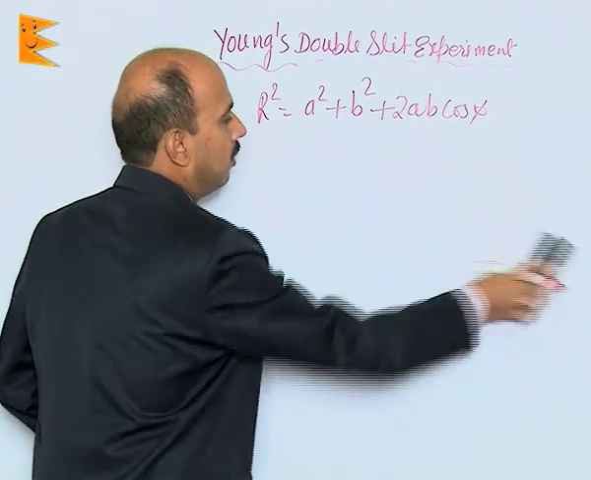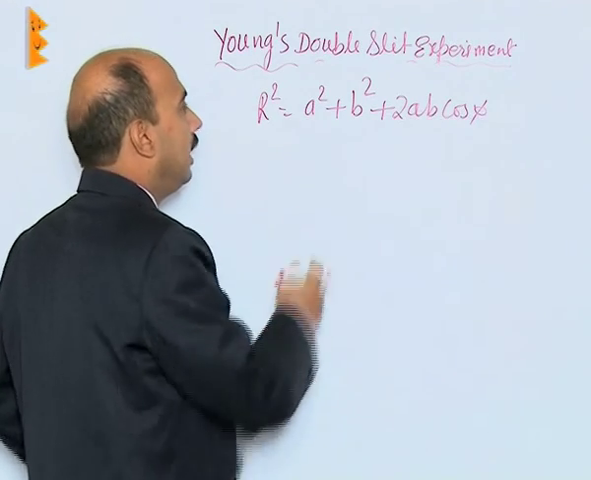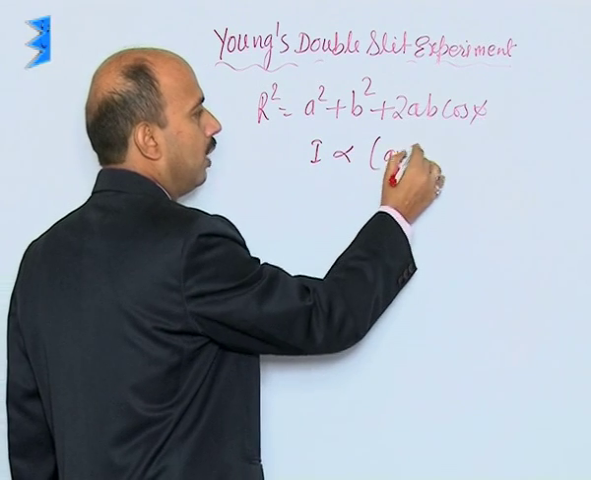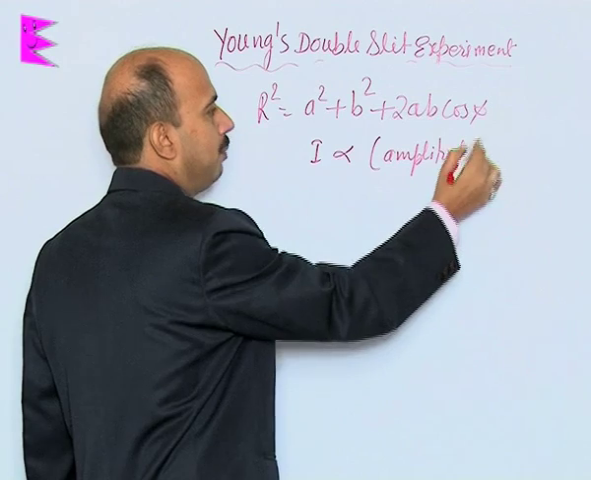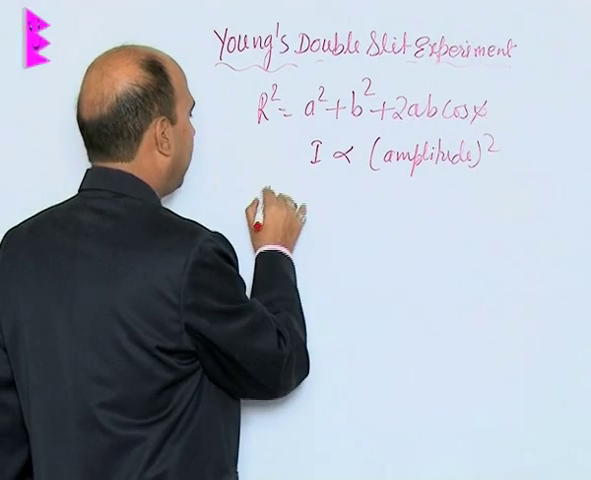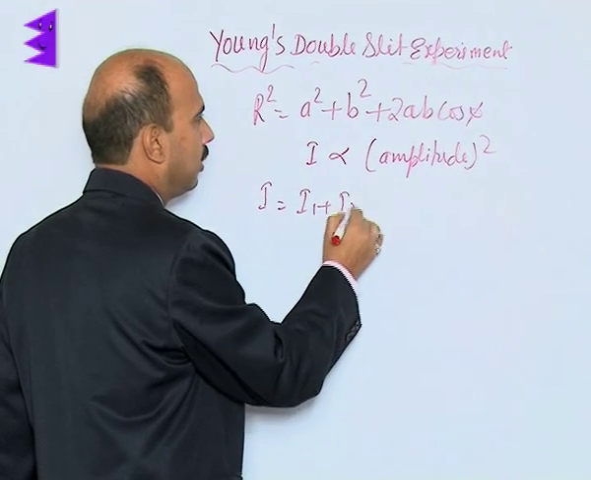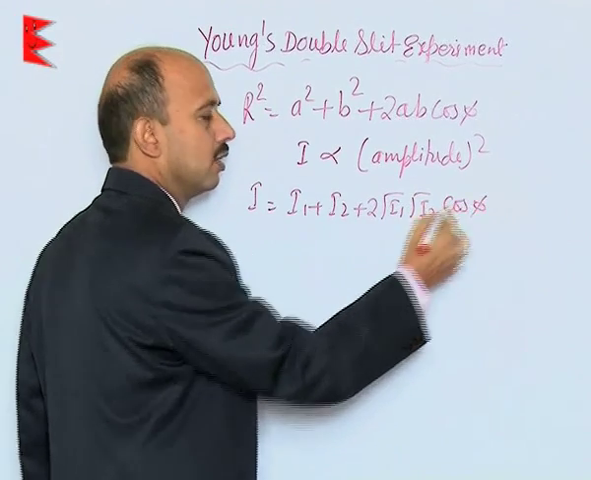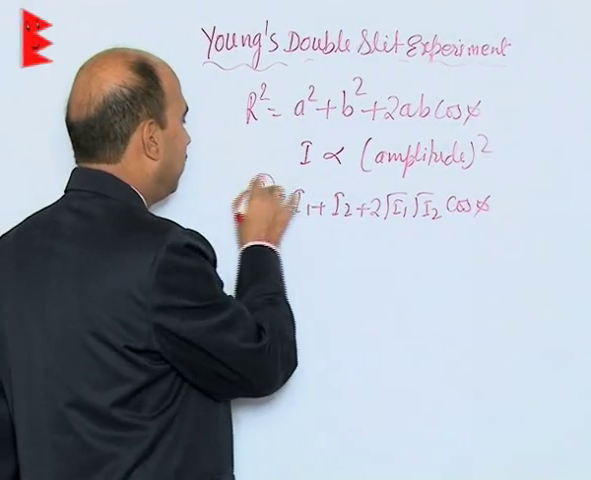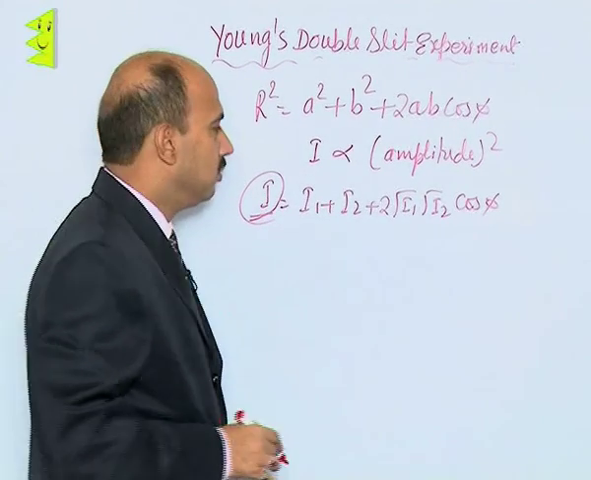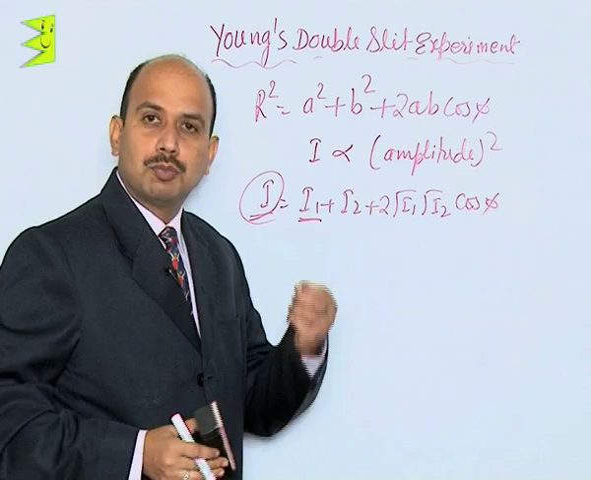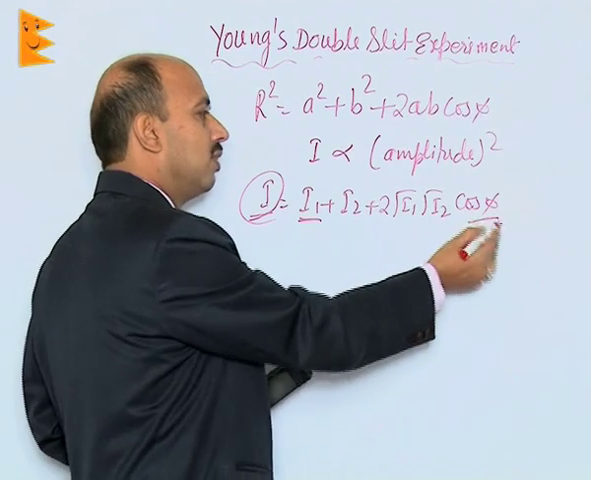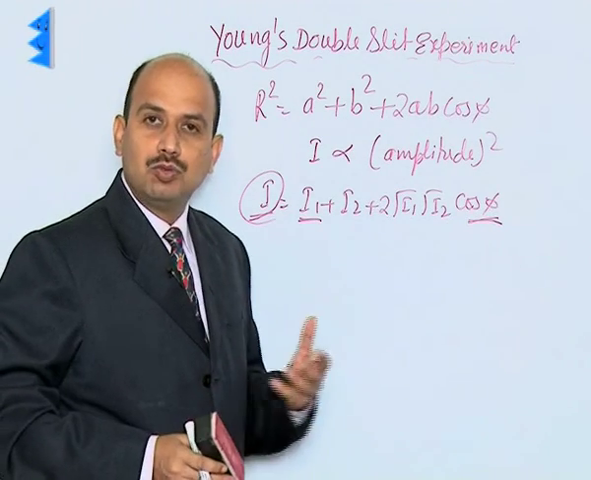Now we can write this in terms of the intensity also. We know intensity is directly proportional to the square of the amplitude, so obviously a proportionality constant will be there. So we can write I is equal to I1 plus I2 plus twice the square root of I1 times the square root of I2 cos phi. This is the resultant intensity at a point after superposition. I1 is the intensity of the light coming from source 1, I2 is the intensity of the light coming from source 2, and phi is the phase difference between these two sources.